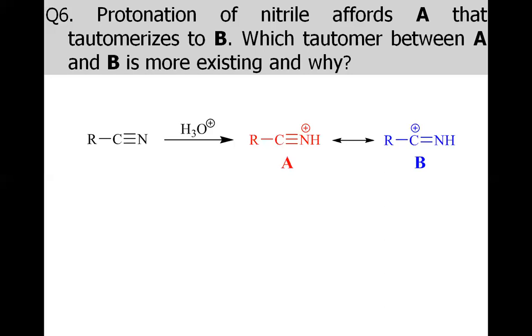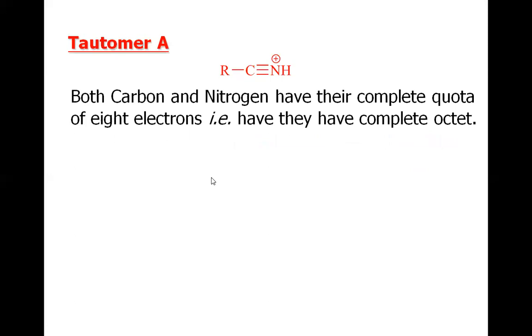But wait, the reverse is true. A tautomer is more existing than B tautomer. It's because tautomer A has the complete quota of 8 electrons for this carbon and nitrogen. That is, we have the complete octet for this carbon and nitrogen, because this carbon has 4 valencies, that is 8 electrons surrounding, and this nitrogen again has 4 valencies, 3 with the carbon and 1 with this hydrogen. So again it has 8 electrons surrounding. So both C and N are satisfied as far as the octet rule is concerned.